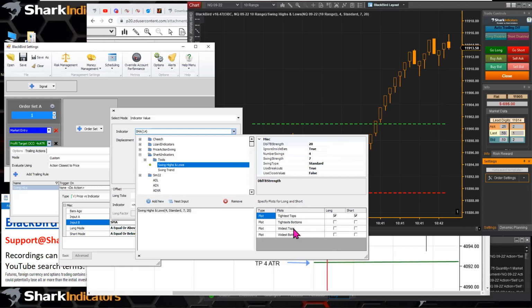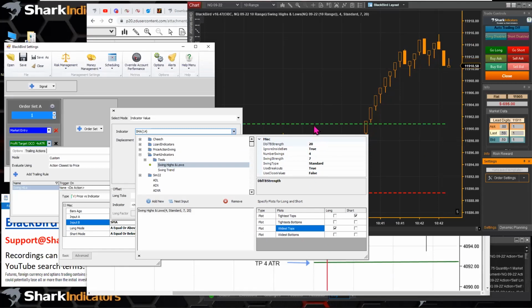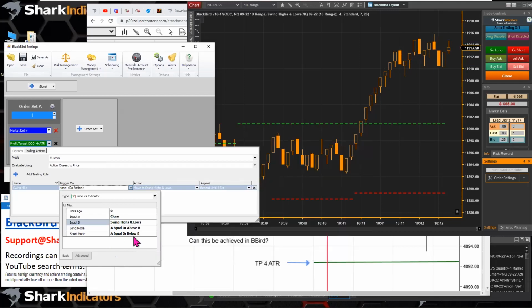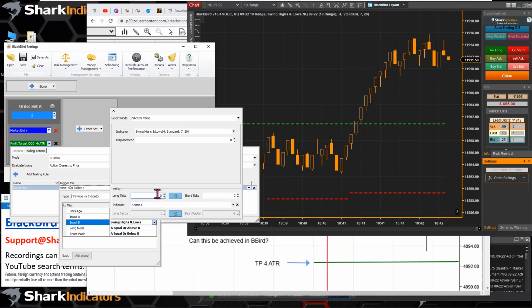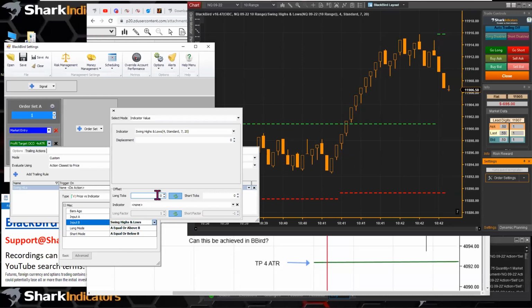and let's see once again. So for a long trade, we want the widest tops, so the green line for a long trade, and the widest bottoms for a short trade. Oh, and we should put in the offset here. So actually, wait, this is a profit target.